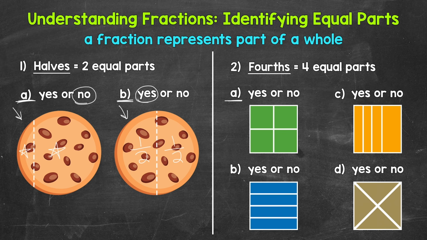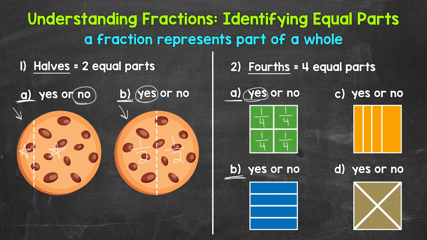Let's start with A. So do we have fourths here? Four equal parts, four parts that are the same size. Yes, we do have fourths here. All four parts are equal. Now each part is 1/4 of the whole. So this is 1/4 of the whole. This is 1/4 of the whole. This is 1/4, and this is 1/4. And all four of those 1/4ths make up the whole. Moving down to B, do we have fourths here?